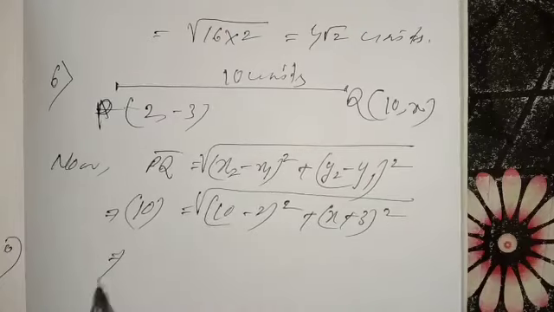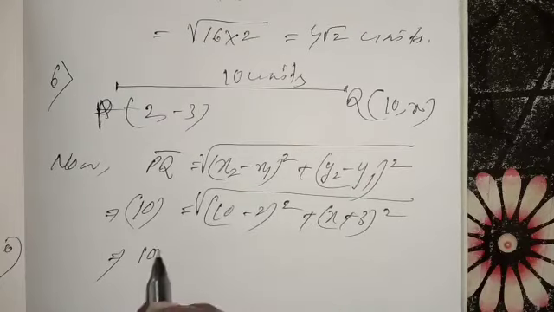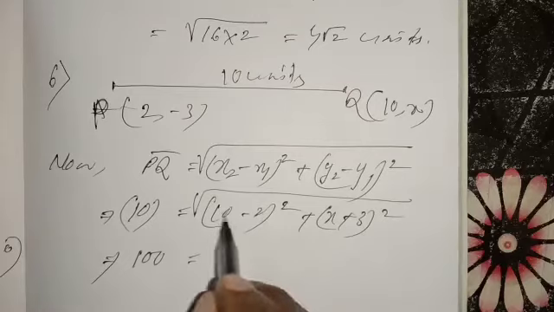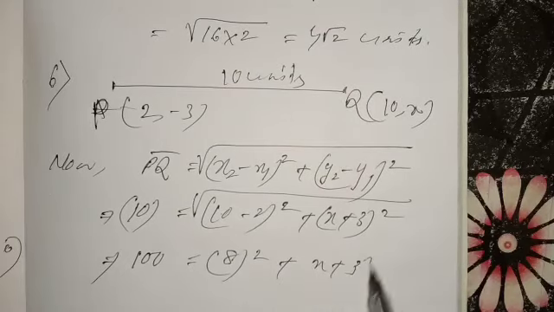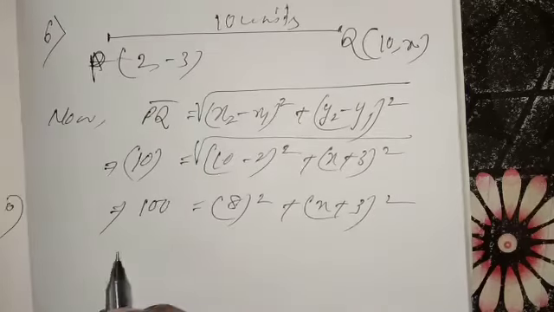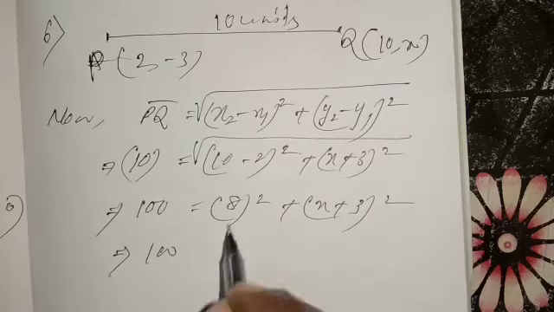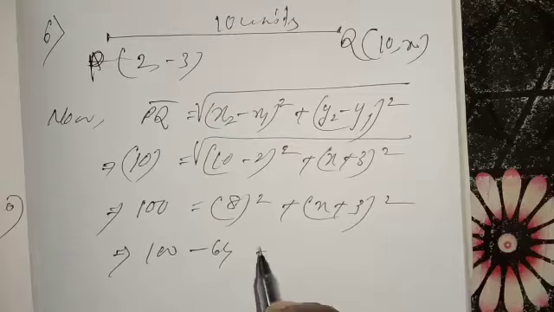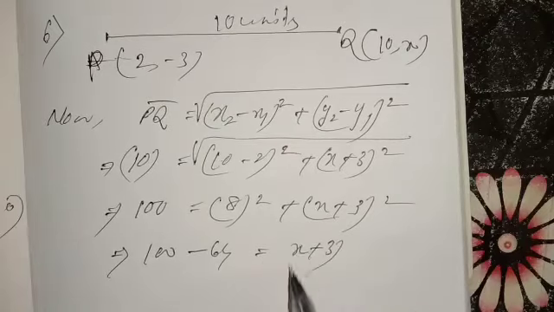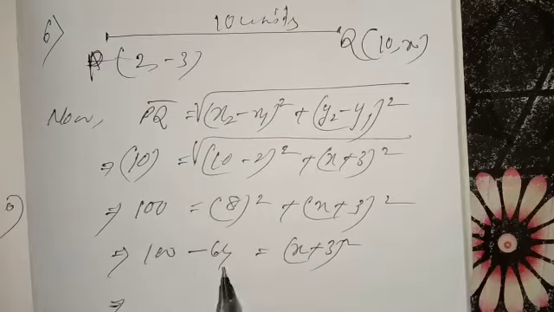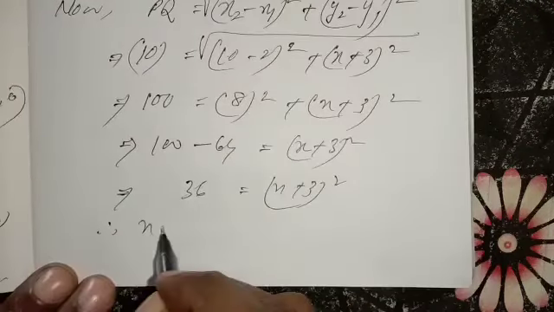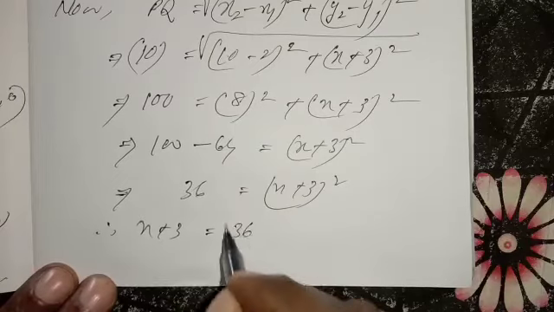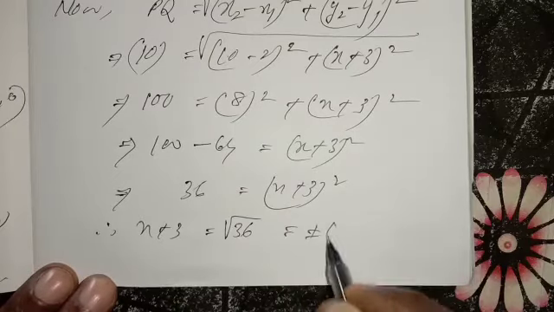Now squaring both sides, this will be 10 whole square, 100. The root is removed. 10 minus 2 is how much? 8. 8 whole square. This is x plus 3 whole square. Now 100, and 8 whole square is how much? 64. 100 minus 64 equal to x plus 3 whole square. 100 minus 64 is how much? 36 equals x plus 3 whole square. Therefore x plus 3 will be the root of 36, which is equal to plus minus 6.